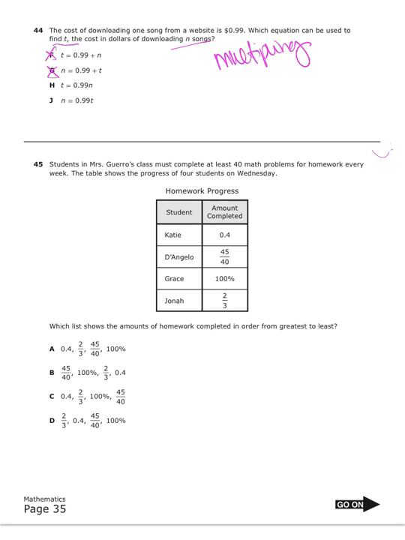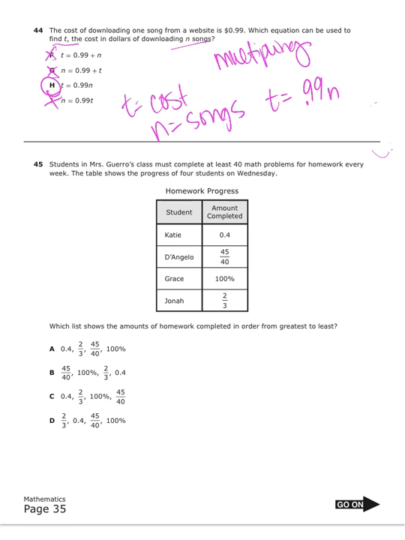No, that's adding, because this is not an additive relationship, because if you downloaded 0 songs, you would have spent $0. Okay, so which equation can be used to find T, the cost? So T equals cost and N equals songs. So total cost equals 99 cents per song. So what's the answer? H.